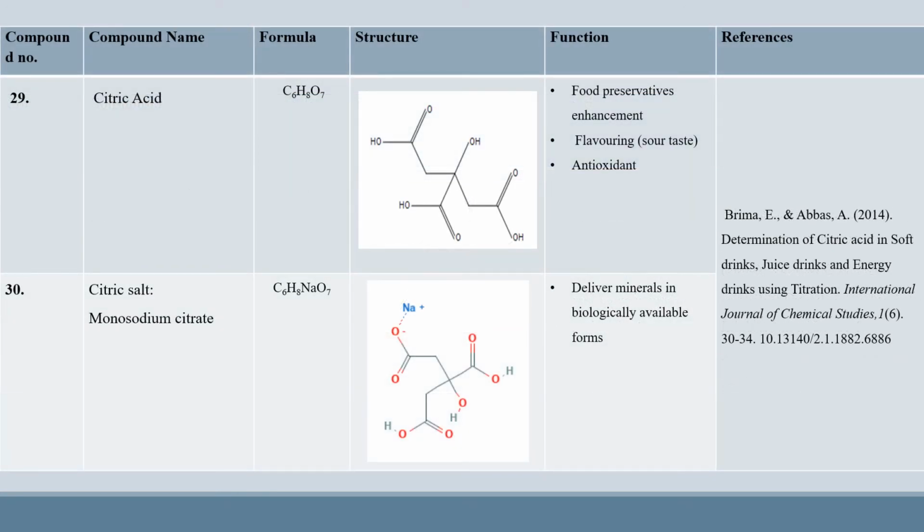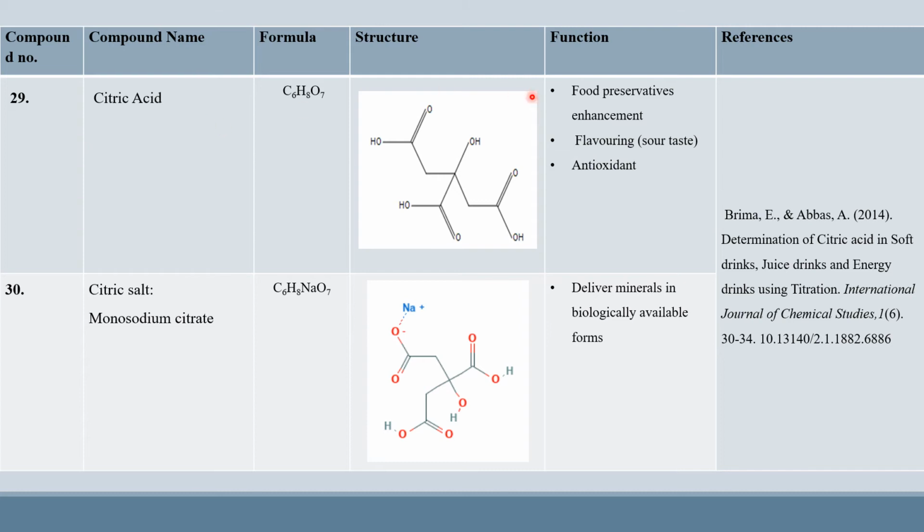So now move on to compound 29 and compound 30. In the Excel file, it just shows that these two are citric acid, but we found out that in the table, it shows a sodium atom. So we're able to infer that it's actually a citric salt instead of citric acid, particularly known as monosodium citrate. So we go back to look at the function of citric acid.